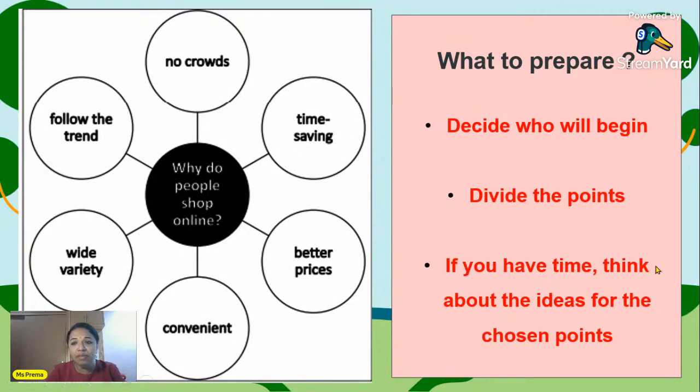Next, if you have time, think about the idea for the chosen points. It means you still have time. The teacher will stop you. Okay, we shall start now. She will say whatever instruction is given. Till then, sit there and think about the points. It means you already decided who begins outside the room. So that is done. You only have to decide the points during the test, during the 20 seconds. Very fast, you know. And if you have 1-2 seconds left, look at your own points, very fast, and recall some ideas. That's all you have to do.